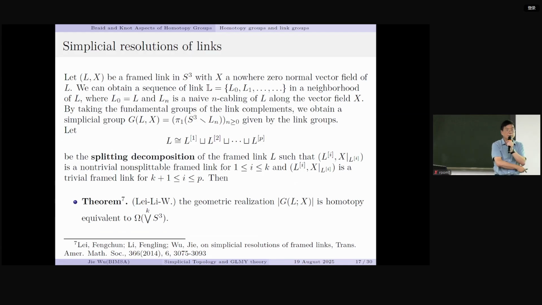Okay, as I mentioned again, if you take a wedge of 3-spheres, the homotopy group is also a monster. Okay, it includes the stable homotopy groups of spheres as a summand as well.